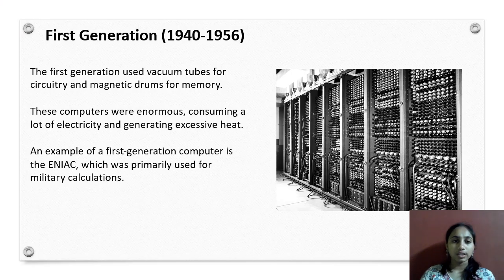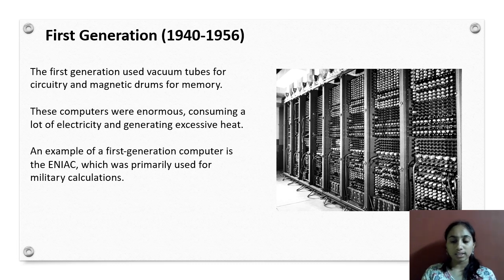We will move on to the first slide, that is the first generation of the computers, from 1940 to 1956. The first generation used vacuum tubes for the circuitry and magnetic drums for their memory. These computers were enormous, consuming a lot of electricity and generating excessive heat. An example of the first generation computer is the ENIAC, which was primarily used for military calculations. This is the information about the first generation of the computers, and this is the diagram for the first generation computers, which are assigned in the memories.